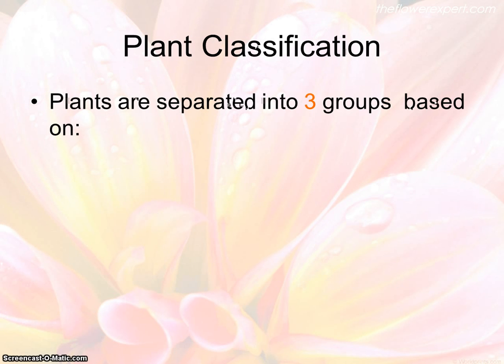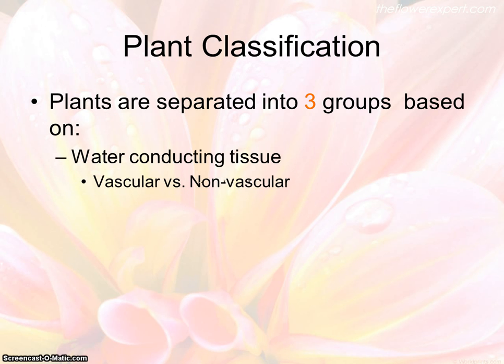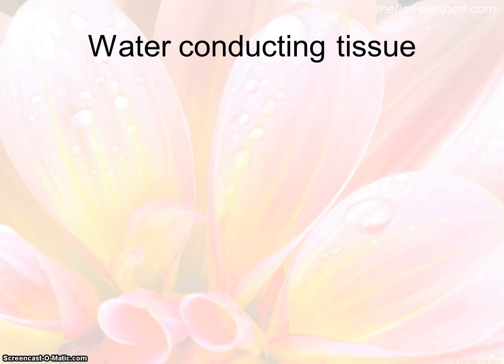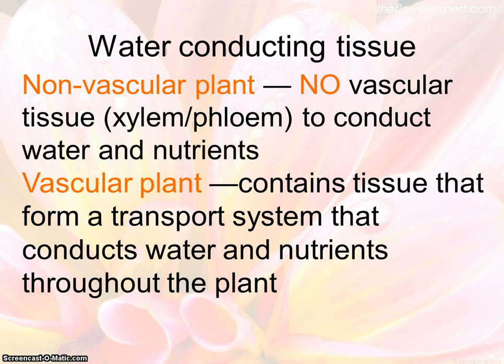Okay, so let's get over into start looking at these classifications. There are three major groups, or plants can be broken down based on these characteristics: the ability to conduct water, how water can flow from one part of the plant to the other. Do they produce seeds? Do they not produce seeds? Or are they flowering plants? So here we go. This water conducting tissue, one of the categories that help us categorize plants.